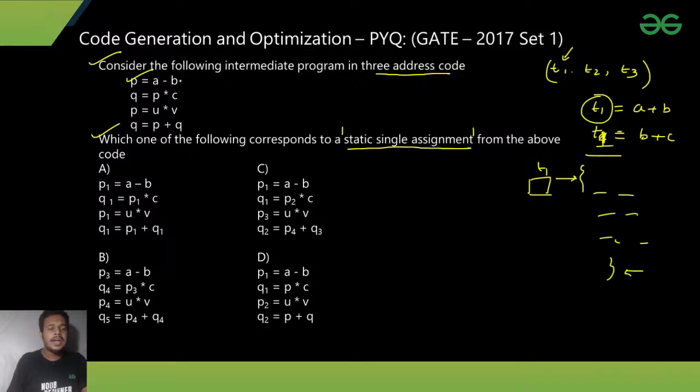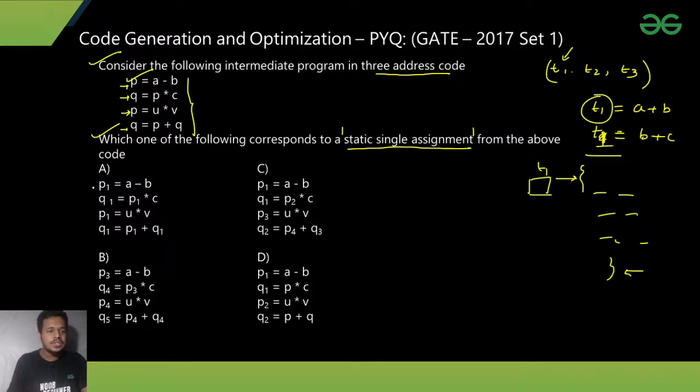Now here in the given code you can see these p, q, a, b, u, v are all variables. You can see that the variable p is assigned 2 times, so firstly we need to discard this one. And secondly the variable q is also assigned 2 times, so we also need to discard that. So first let's trace all the options.